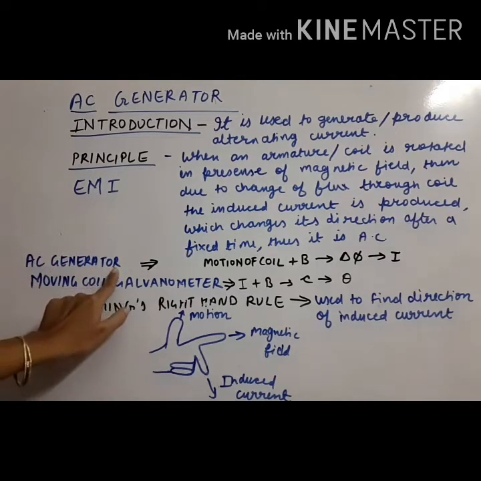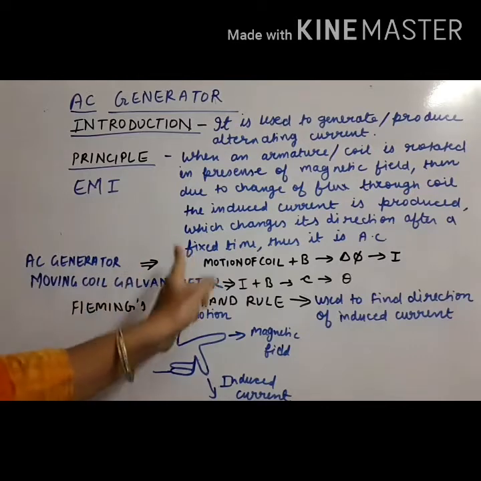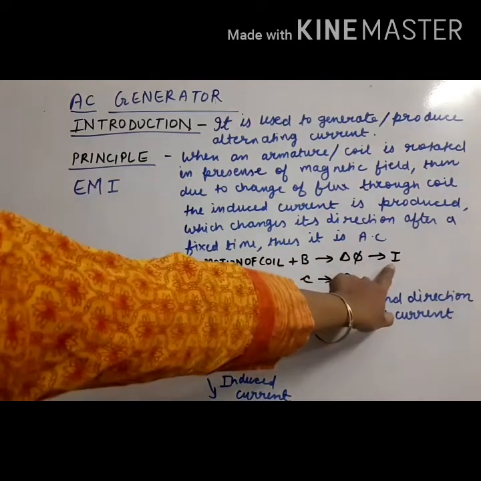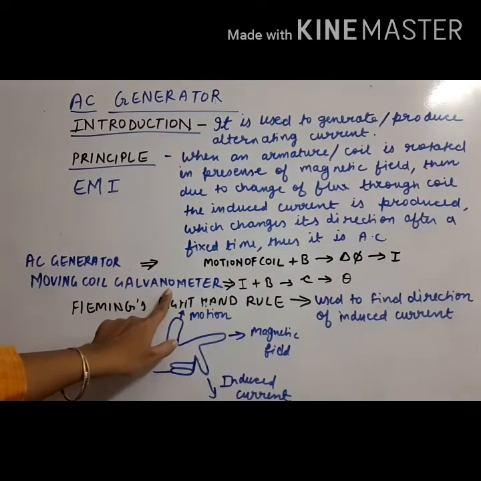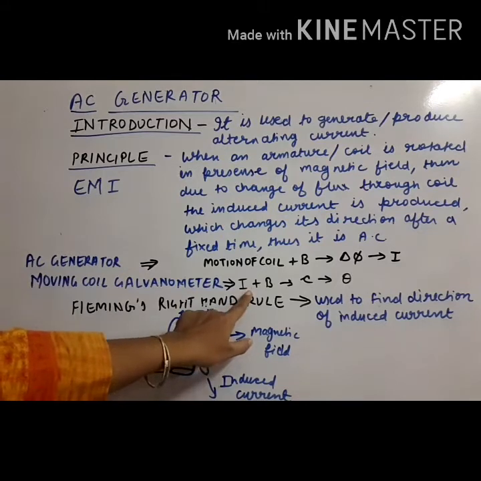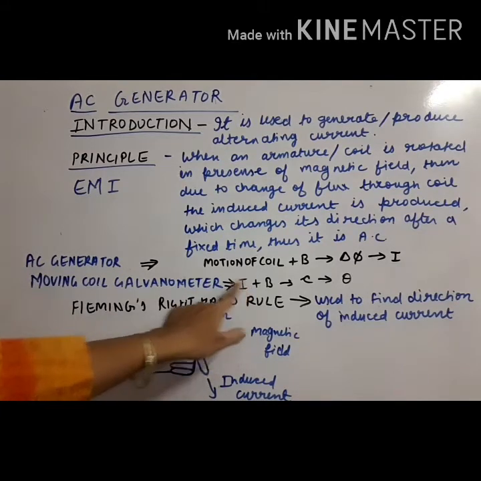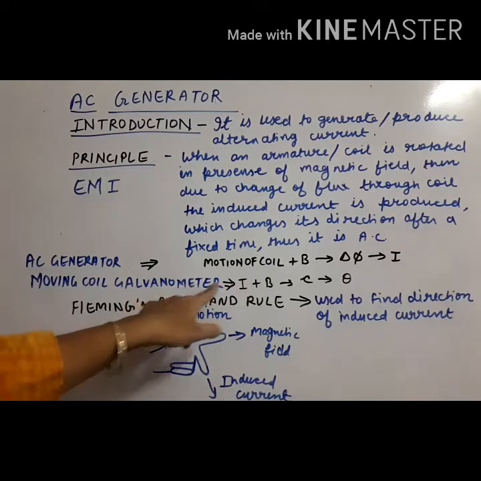AC generator is the one in which current is to be produced. So current will come at last. But moving coil galvanometer is the one which detects the current flowing in the coil. So detection takes place by the pointer's deflection. So here current should be already there. So this is the difference. This we have already studied in unit number 3.